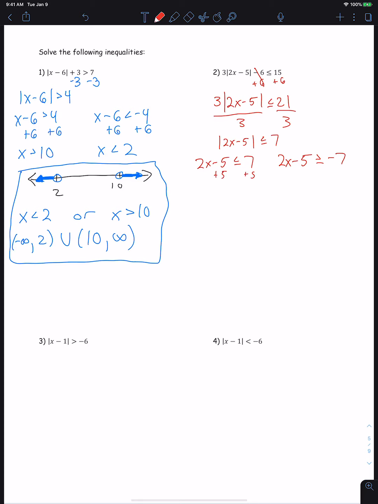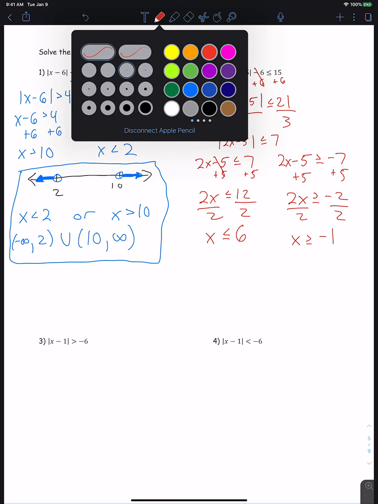I add 5 on both sides. I get 2x is less than or equal to 12. Divide by 2, divide by 2. I get x is less than or equal to 6. And I do the same thing with my other inequality that I wrote. I get 2x is greater than or equal to negative 2. Divide by 2, divide by 2. x is greater than or equal to negative 1.